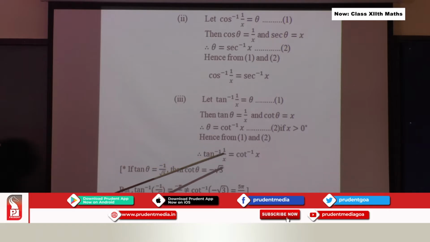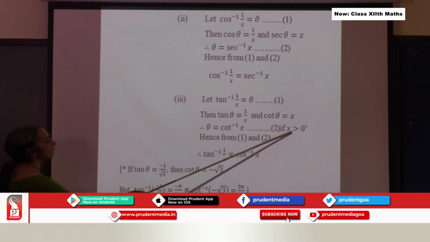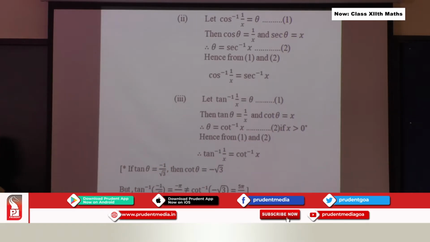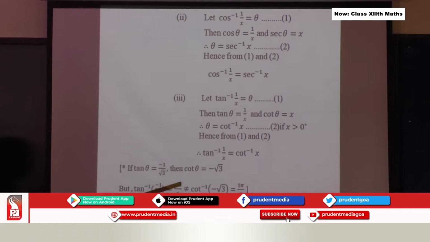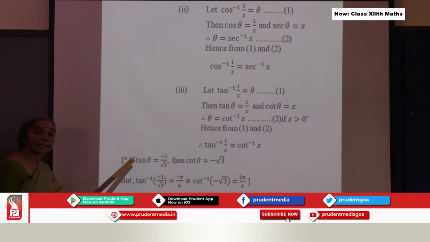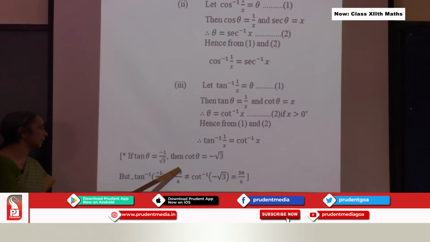And here I want to explain one point. This is true only for x greater than 0. I will explain that using an example. If tan theta is minus 1 by root 3, cot theta is negative root 3. Then tan inverse of minus 1 by root 3 is minus pi by 6, which is an angle in the fourth quadrant, between negative pi by 2 and 0.